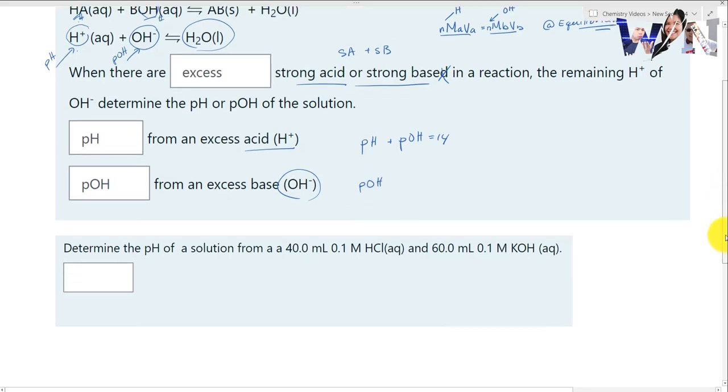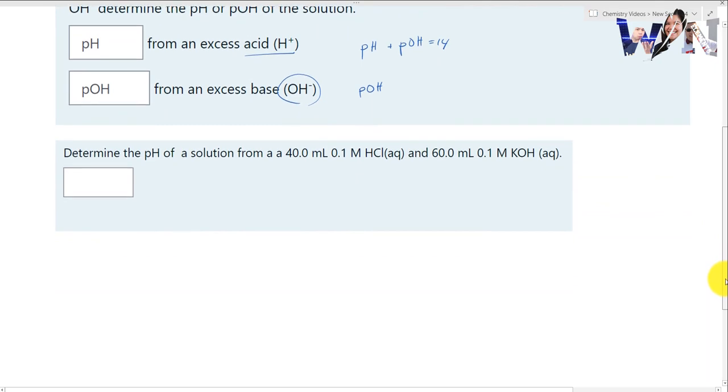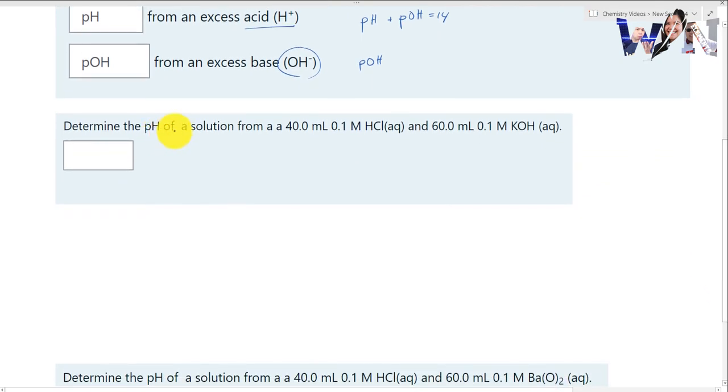So let's tackle one of the most challenging questions out here. First, determine the pH of the solution of 40 milliliters of 0.1 molarity hydrochloric acid. This is a strong acid right here. And 60 milliliters of 0.1 molarity KOH. This is a strong base right here. So one thing we have to do, as always, is compare them in terms of mole. So we have to convert to liter first by dividing by 1,000.